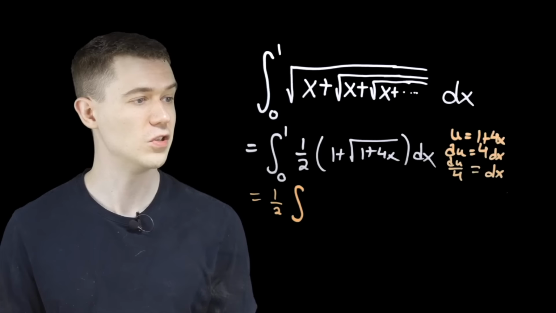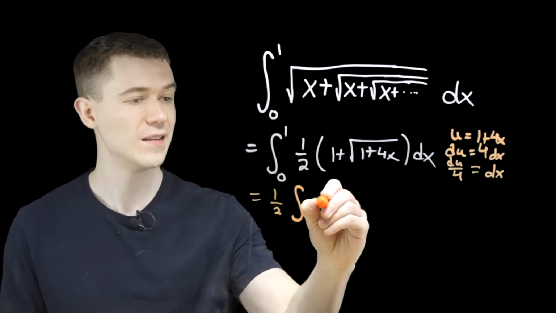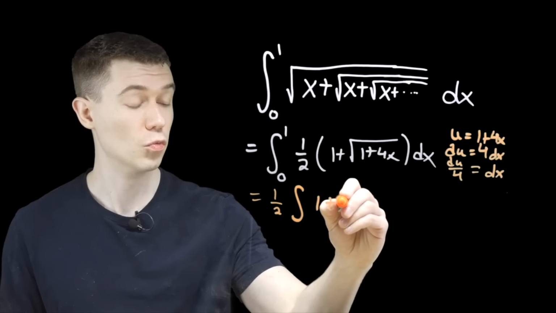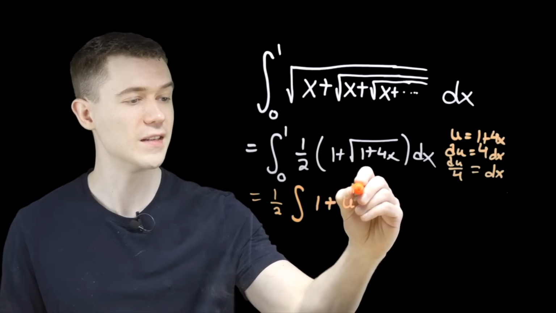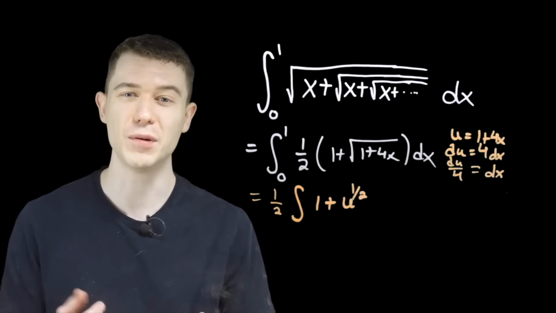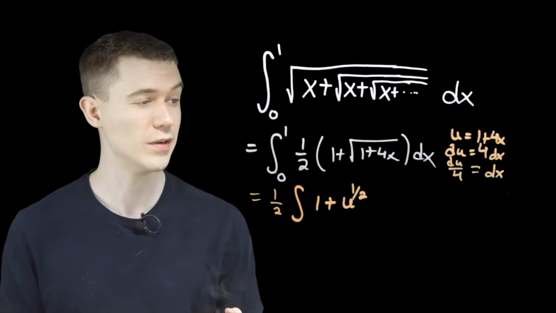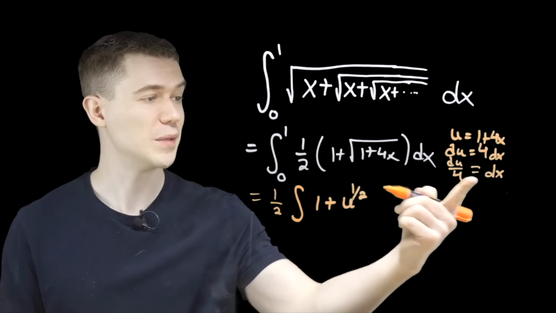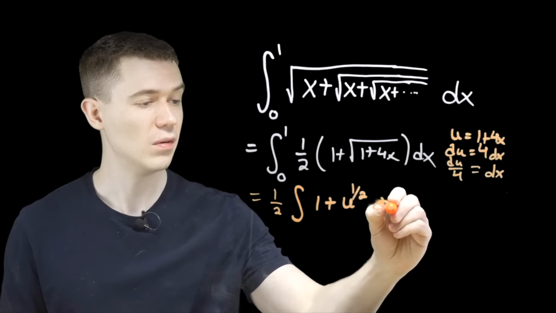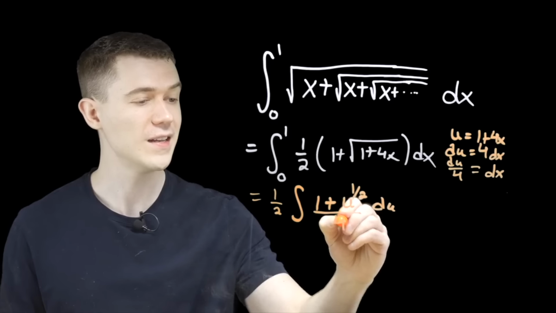So I think this will be 1 plus root u, or I'll just write it as u to the 1/2 power. That's typically how we think of this when we do antiderivatives. The dx becomes a du over 4. I'll write it like this.